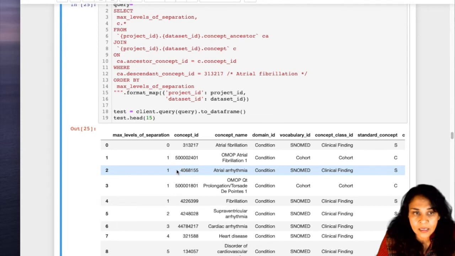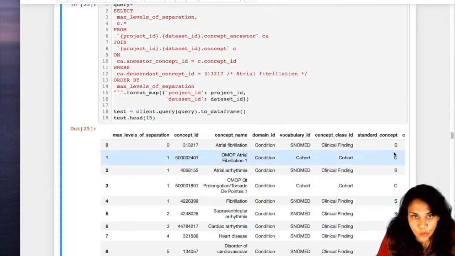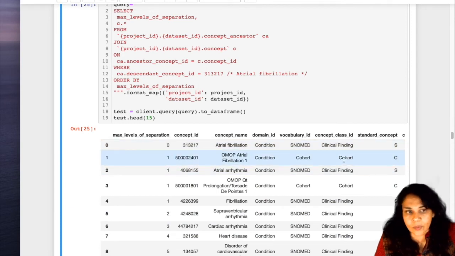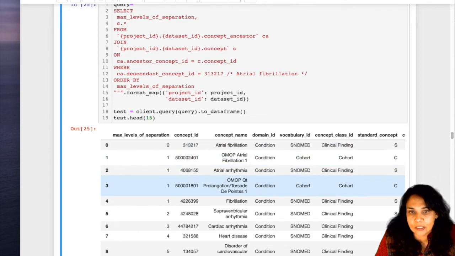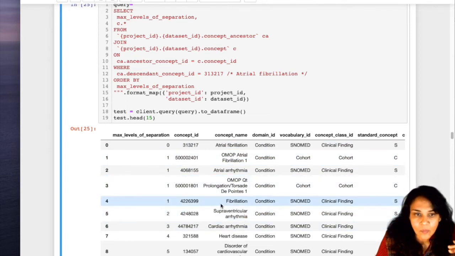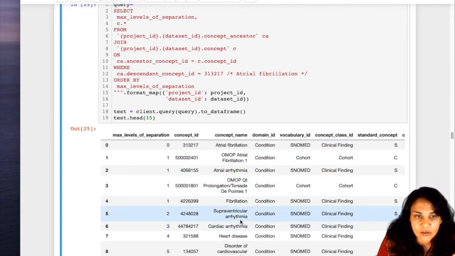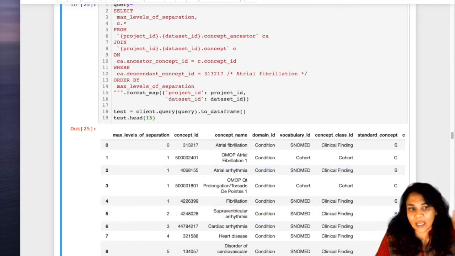Atrial arrhythmia is a parent with a separation of 1. So look at all the SNOMED concepts, because you want to look at only the standard concepts, right? This is cohort. We'll talk about that in a different video. You want to make sure that you're only looking at the standard concepts, where the standard concept column says S. Supraventricular arrhythmia is a parent, but it's 2 levels removed.